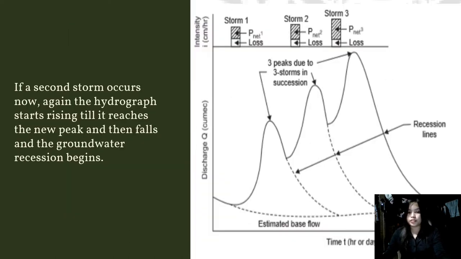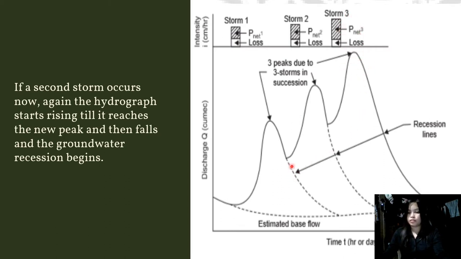If a second storm occurs, again the hydrograph starts rising until it reaches the new peak and then falls, and the groundwater recession begins. As you can see in the figure here, there are three storms: storm 1, storm 2, and storm 3. The x-axis is still time, could be hours, days, or minutes, it depends, and the y-axis is the discharge and the rainfall intensity, of course. This discharge corresponds to storm 1, here is storm 2, and this graph is storm 3.